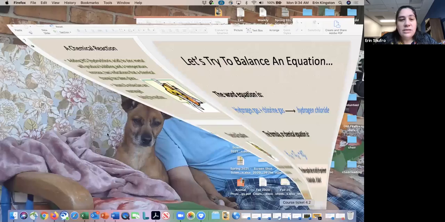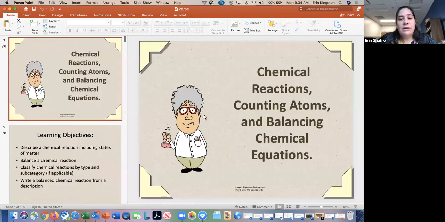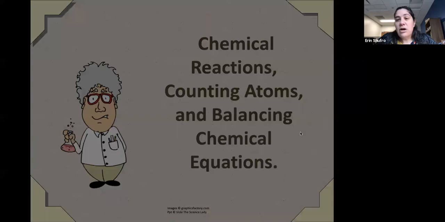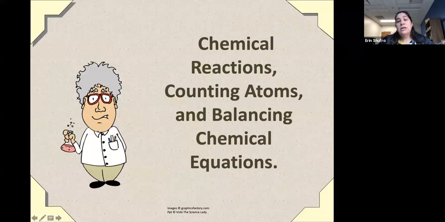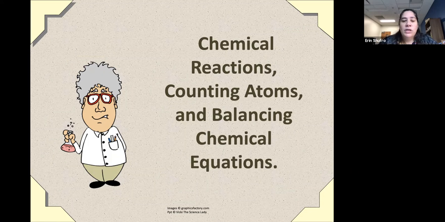Okay, so let's start talking about chapter 7. Chapter 7 is all about chemical reactions: counting atoms, balancing chemical equations. Then when we get further into it, we're going to talk about types of reactions, identifying what kind of reaction you have going on. We're going to talk about you writing a chemical reaction, identifying what sorts of things you can make, right? And then writing those correct chemical equations.